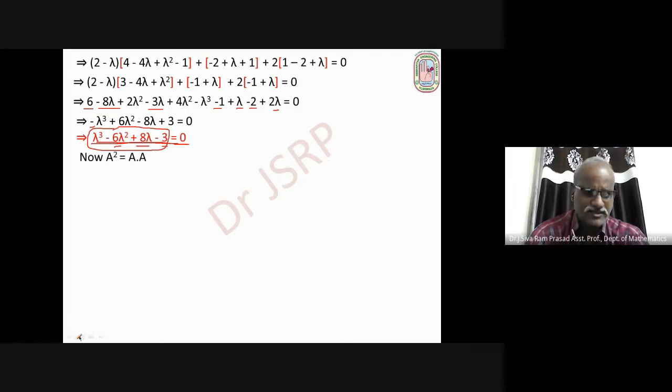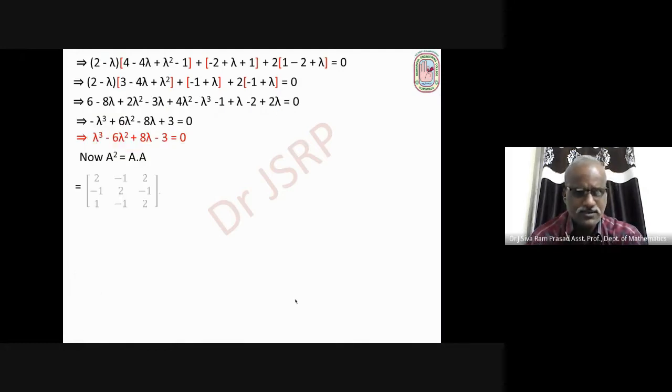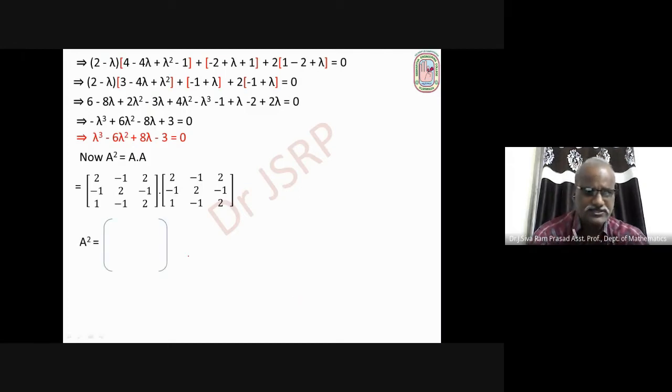A square is called A into A. First, given matrix A into A. So multiply these two. First multiply first row into first column. So 2 into 2, 4, minus 1 into minus 1 plus 1, 5, plus 2 into 1, 2, 7. So the first element is 7.